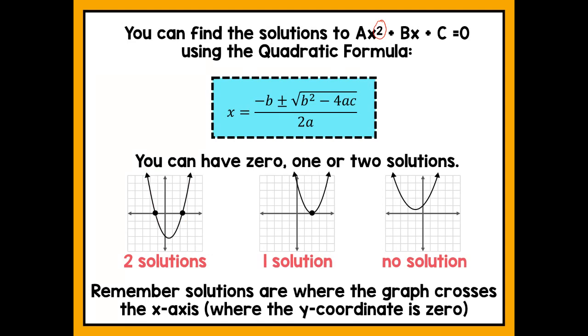Remember, when I say solution, you can also think of the word zero, or when you think about it in a graph, you're looking at where it crosses the x-axis, which is where the y-coordinate is 0. And you'll notice usually we write these equations as equal to y, but here we can substitute 0 in for y because we're looking specifically at where y equals 0. Where is it crossing the x-axis?